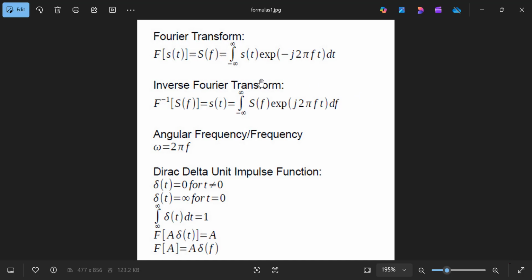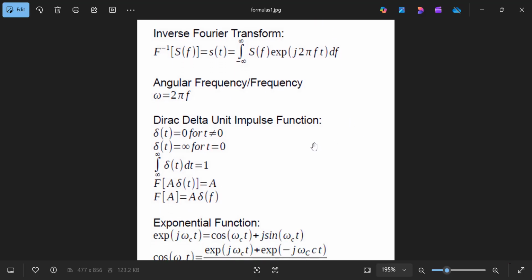So here's some math here. If you do the Fourier transform of a time function s of t, basically you integrate from minus infinity to infinity of s of t times the exponential of minus j omega t dt, and to get the inverse Fourier transform, you do the same thing except instead of s of t, you have s of f, and you multiply by plus j omega t df. Omega is 2 pi times the frequency, where omega is the angular frequency.